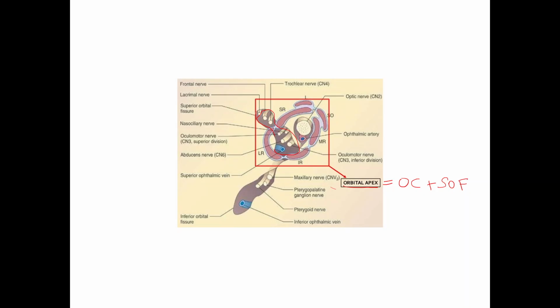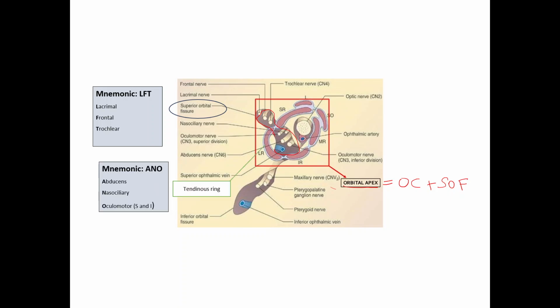So what are the nerves that go through the superior orbital fissure? Let's have a mnemonic for this: LFT. Lacrimal nerve, frontal nerve and the trochlear nerve, LFT. Then there is an intermuscular septum which divides the superior orbital fissure into a superior part and an inferior part. And the inferior part, what does it contain? It contains the abducens nerve, nasociliary nerve and the oculomotor nerve. Can you see here? So ANO and LFT.